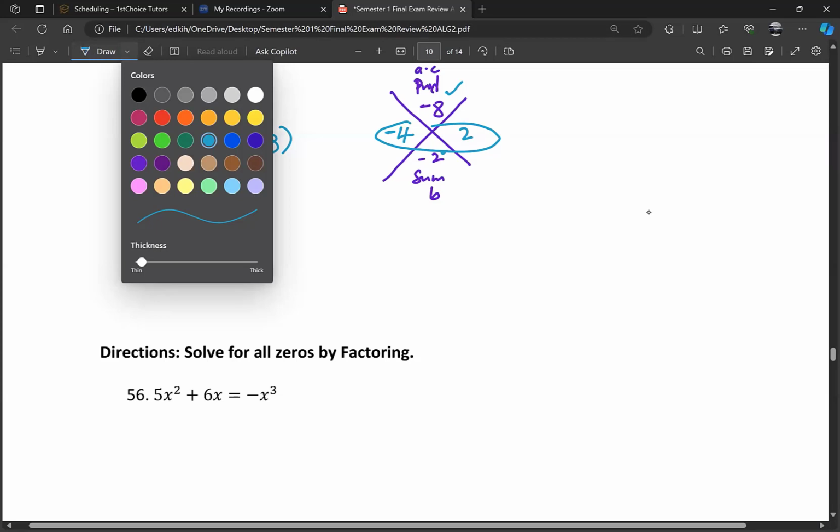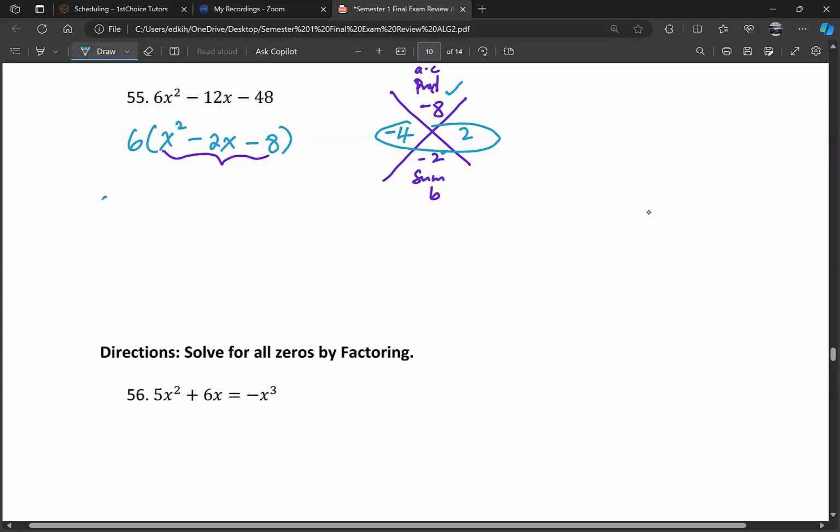So now we can write this out. It'll be, keep the 6 that you factored out. It's part of your factors. And now your 2 parentheses will have x minus 4 and x plus 2. Those are fully factored.